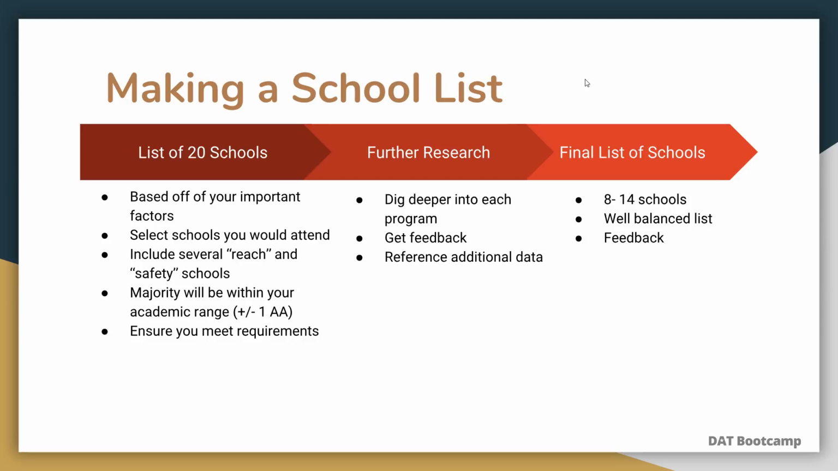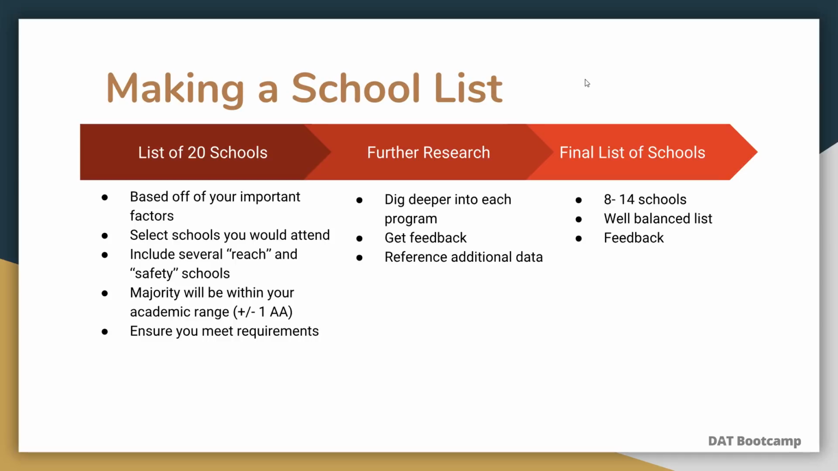You want to include several schools that are reach schools and safety schools. What I mean by this is that reach schools are going to have average academics that are higher than yours, and safety schools are going to have average academics that are lower than yours. So for example, if you have a 20 academic average, a reach school for you would have a 22 academic average, and a safety school would have a 19 or an 18 academic average, something along those lines. Keep in mind that safety schools never guarantee an interview.